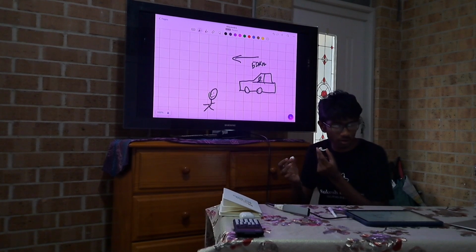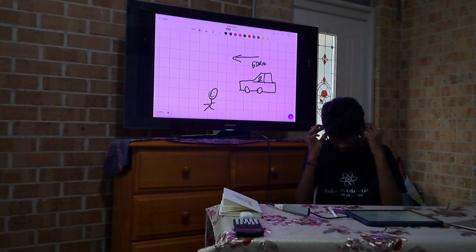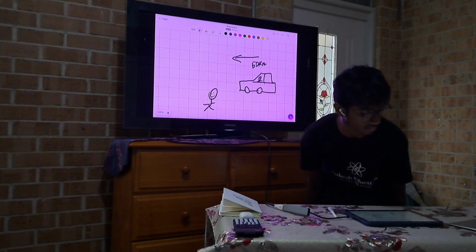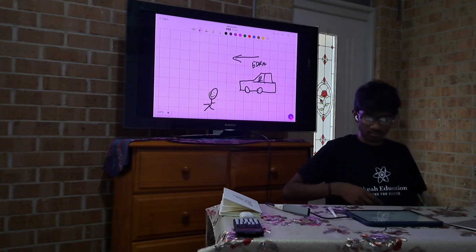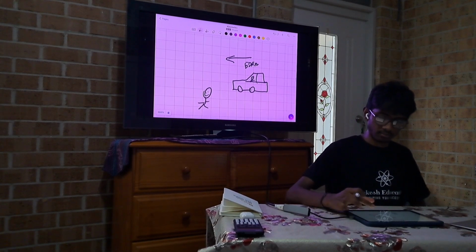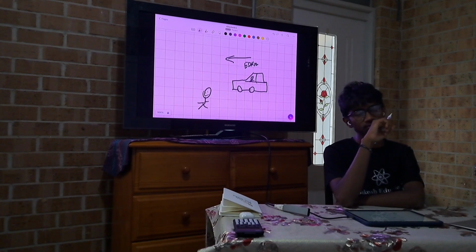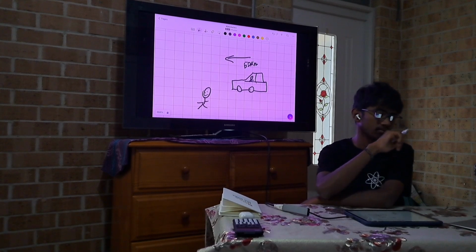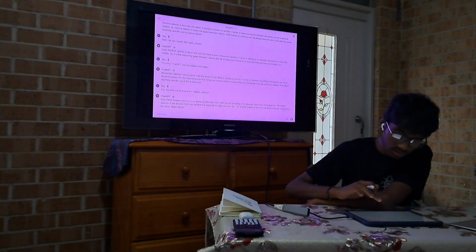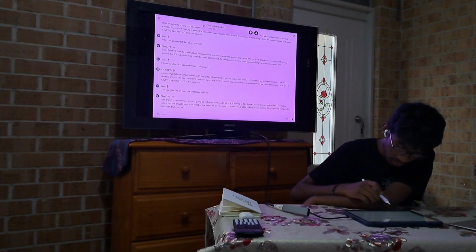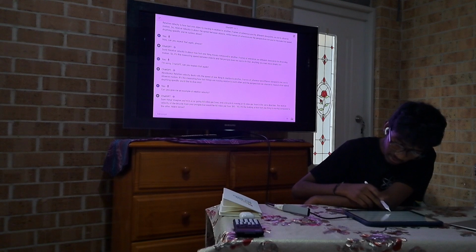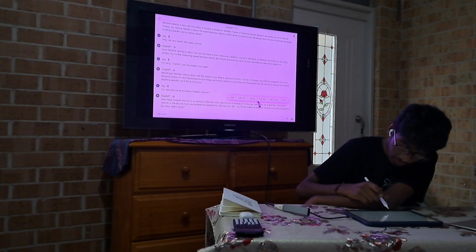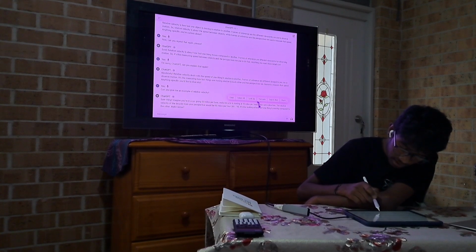Can you give me an example of relative velocity? Sure thing. Imagine you're in a car going 60 miles per hour and a bicycle is moving at 10 miles per hour in the same direction. The relative velocity of the bicycle from your perspective would be 50 miles per hour, 60 minus 10.